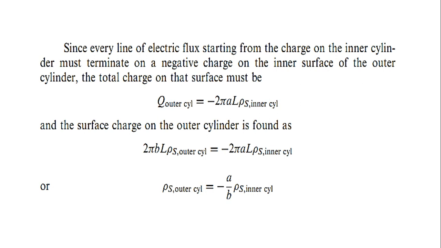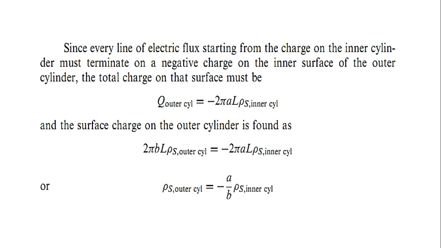जिस तरह हमने चार्ज कंटेंट ओवर द इनर सिलेंडर फाइंड आउट कर लिया, इसी तरह हम चार्ज कंटेंट ओवर द आउटर सिलेंडर भी फाइंड आउट कर सकते हैं, and that will be equal to 2 pi b L rho s. But इसी केस में हम जो चार्ज डेंसिटी है वो आउटर सिलेंडर की लेंगे. So automatically this equation will be equal to this equation. So 2 pi b L rho s of the outer cylinder will be equal to minus 2 pi a L rho s of the inner cylinder. और इससे हम surface charge density निकाल सकते हैं.